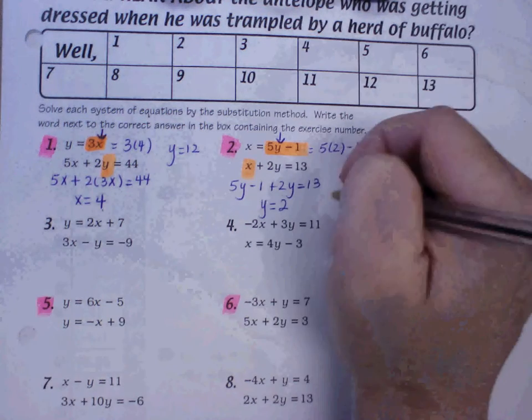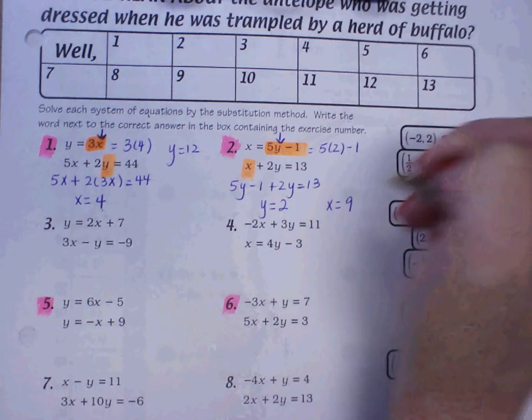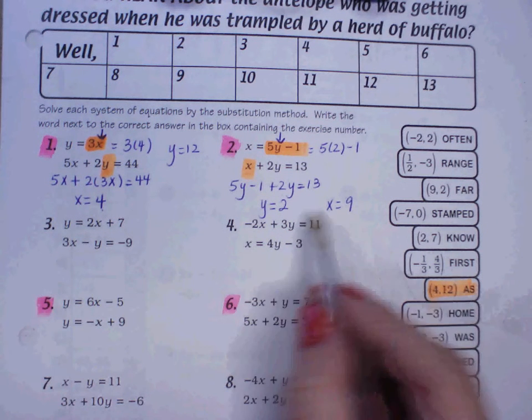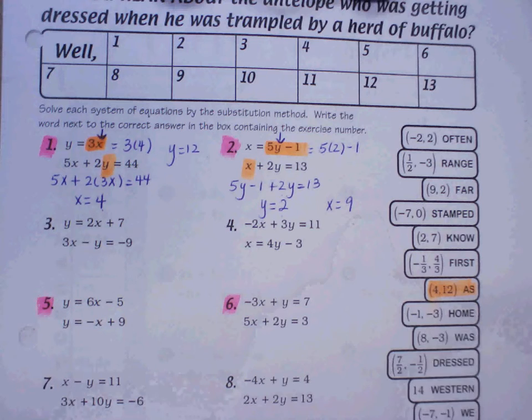So what is my point? Thank you for not saying 2 and 9. The x comes first, right? So 9 and 2. There it is, right?